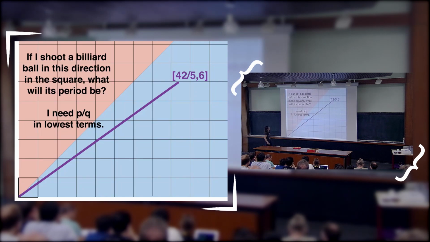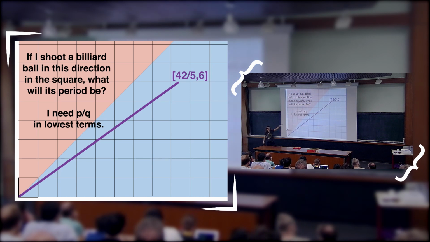Okay. So here's what we're going to do with it. Now, suppose you want to shoot a billiard ball in the direction of the vector (42/5, 6). Clearly a rational direction. But in order to figure out what the period is in that direction, you'd need it in lowest terms. Now, many of you have a pencil and a piece of paper. You could just figure it out in lowest terms. But we're going to use a geometric approach that will generalize to the pentagon. So here's what you do. You say, OK, I see that you're in the blue sector, sector 0.